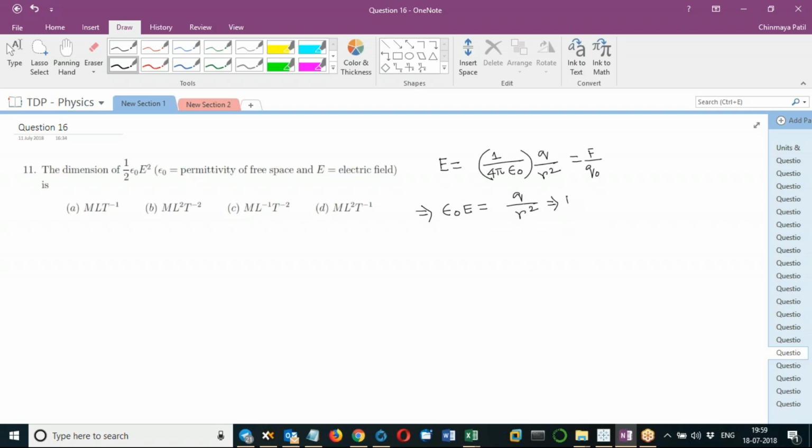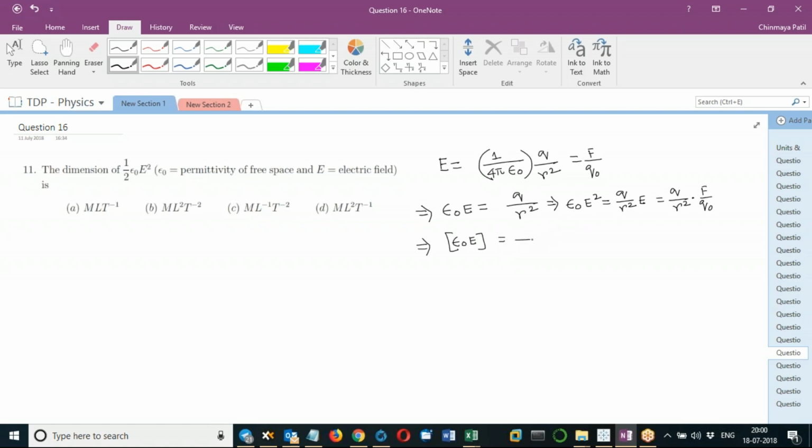So this implies epsilon 0 into E square is equal to Q by R square into E, that is equal to Q by R square into F by Q0. So from here what we can find is the dimensional analysis of epsilon 0 into E, which is something like Q and Q0 that got cancelled.